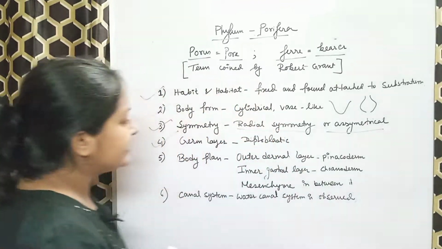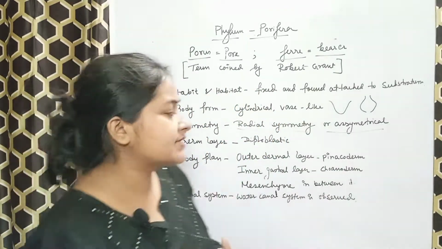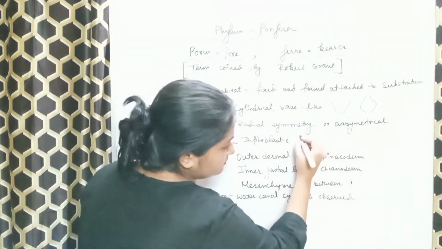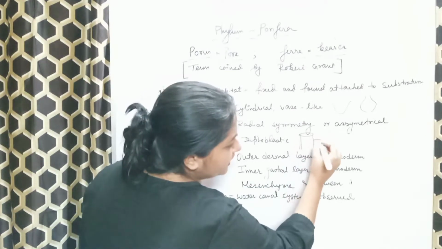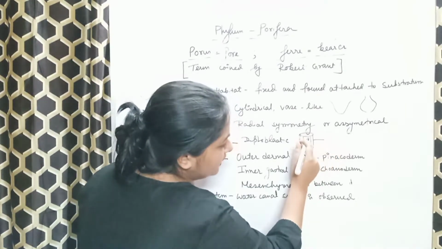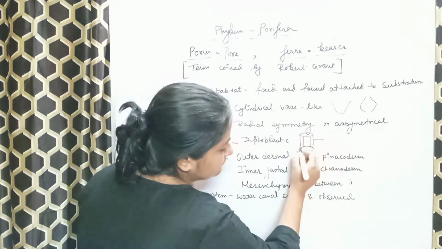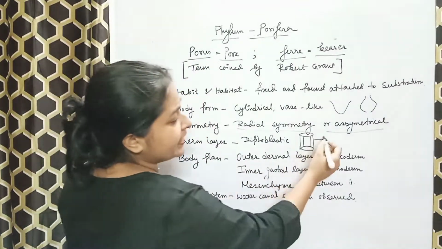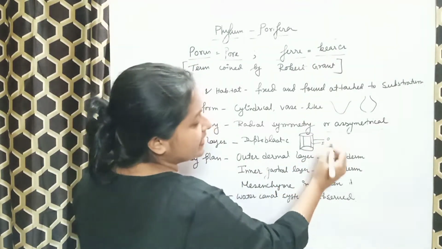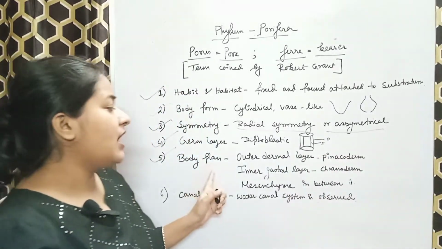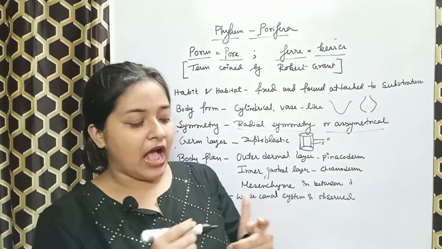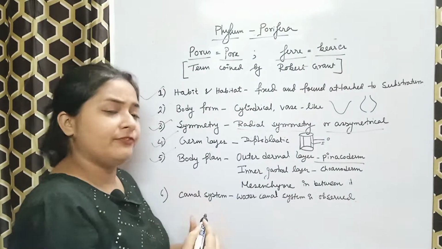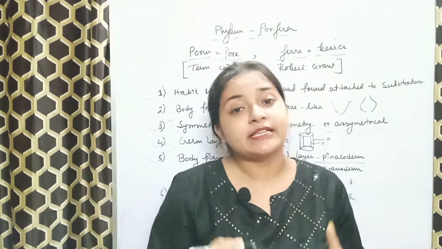Okay, understand? Next is body plan. Body plan is somewhat, as I told you, a diploblastic body, somewhat like that. The outer body lining is this one and this is the inner body lining. There is no prominent middle layer present in poriferans. So this one is the outer layer and this one is the inner layer, somewhat like this. And the outer layer is the dermal layer, known as pinacoderm. The poriferans' outer layer is known as pinacoderm.